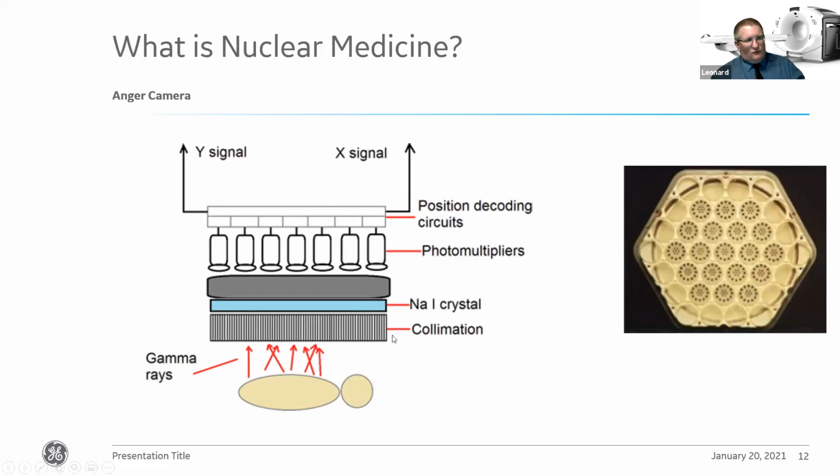So we don't want all the photons which are coming across at an angle, because they'll actually degrade the image of the actual organ we're trying to look at. To get around that, Anger came up with the idea of using what we call the collimator. This is also employed in X-rays as well, where we have what we call a Bucky mechanism. It's the same type of thing.